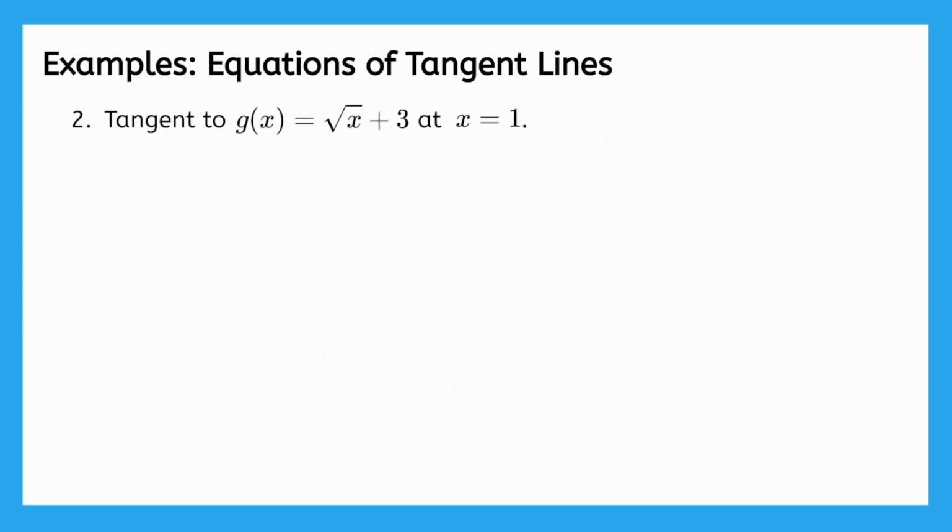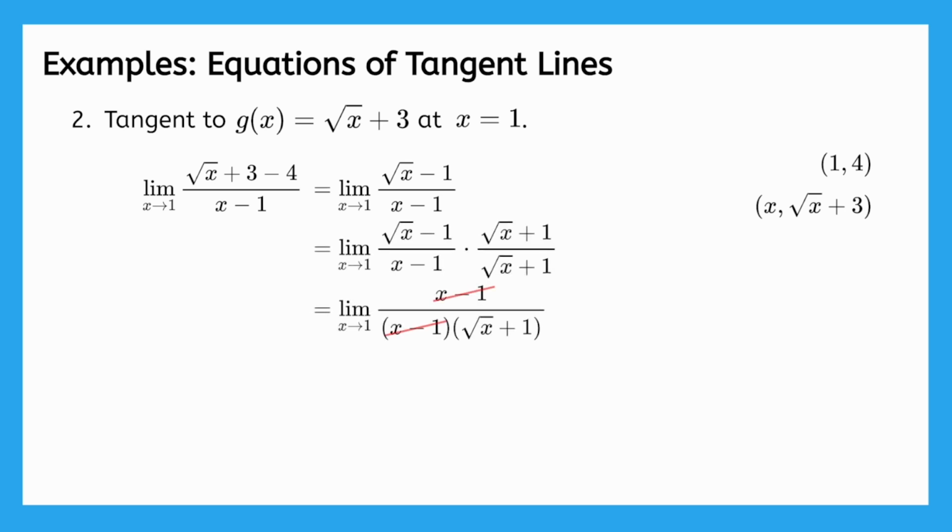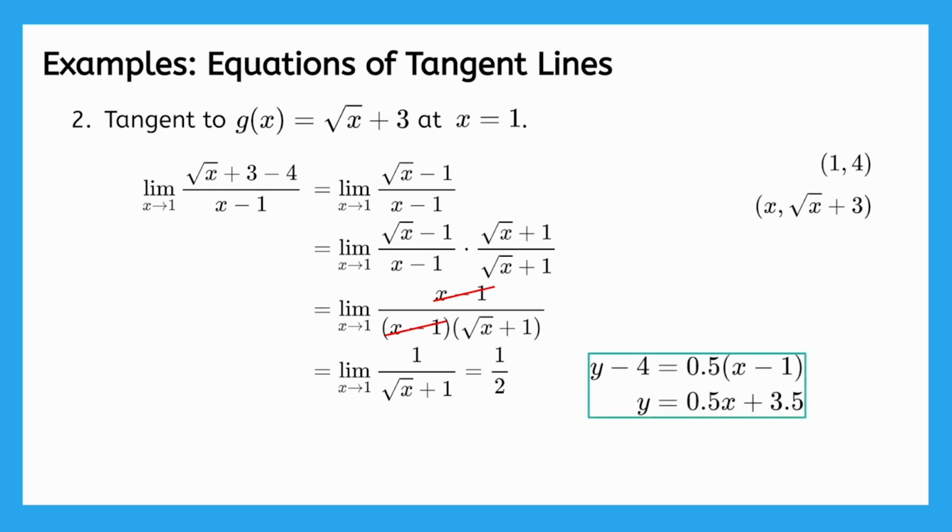For number 2, we'll go through essentially the same process. Our 2 points are (1, 4), and the point that moves along the curve, (x, square root of x plus 3). We substitute those into the slope formula, then find the limit as x approaches 1. After rationalizing and finding a factor we can cancel, we can then use direct substitution to find that the slope is 1/2. Now we can write the equation of the tangent line in point-slope form, or convert it into slope-intercept form. If you want to double check, go ahead and graph g of x and the tangent line.